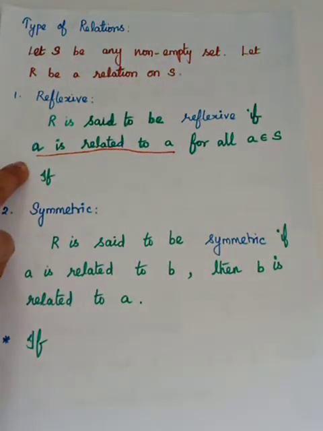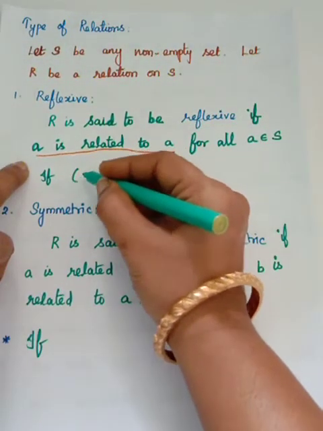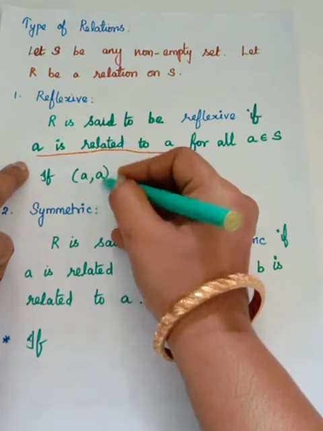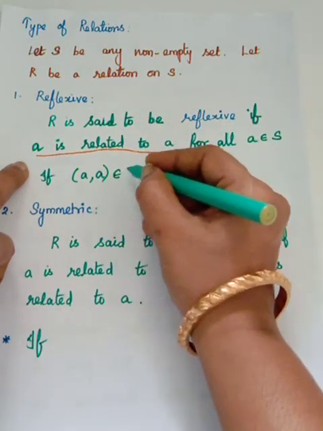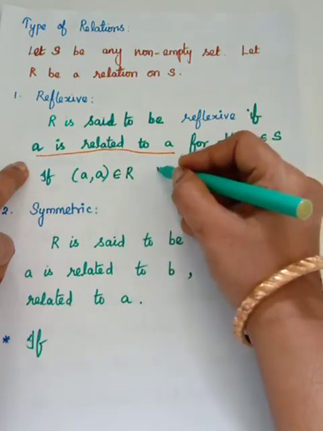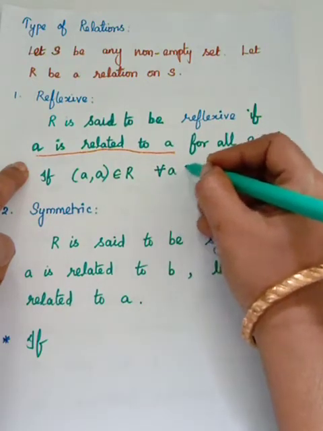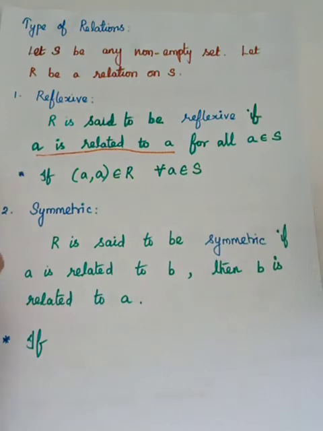How we can mention it means the ordered pair A comma A. The ordered pair A comma A should belong to the set R for all A belongs to S. So S is a non-empty set. So for each and every element of S, if we can write the ordered pair A comma A, and that ordered pair is in the relation, then we can say the relation is said to be reflexive.